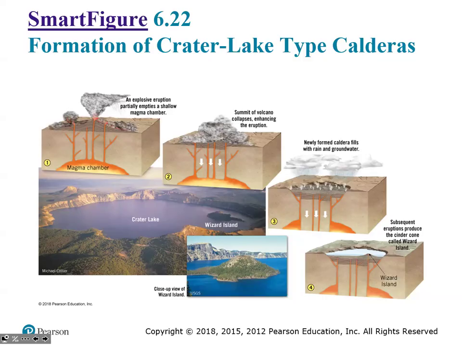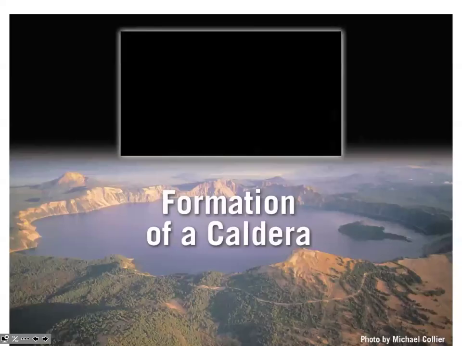So you have a magma chamber. Explosive eruption partially empties this shallow magma chamber. Then the summit of the volcano collapses, which enhances the eruption. And then the newly formed caldera will fill up with rain or groundwater. And then subsequent eruptions could produce a cinder cone like Wizard Island. So here is a short video about how calderas like this can form.